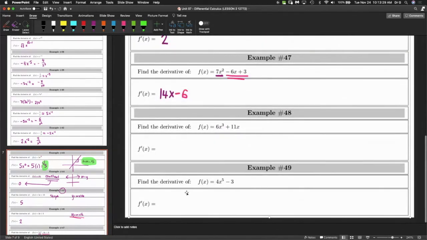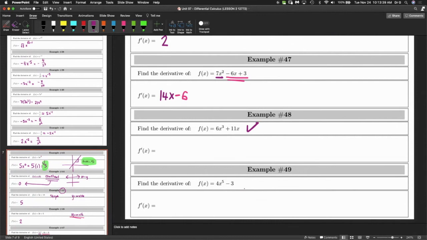Here's a couple more for you to practice. So why don't you take a few minutes to yourself, or 2 minutes if you want, and try each of those separately. I'll take up the answers in 2 minutes. All right, let's keep on going here.